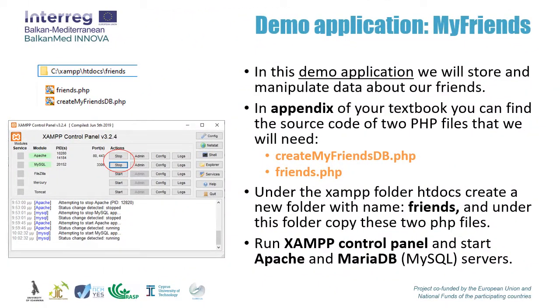I will illustrate how you can work with PHP and MySQL by demonstrating the development of a simple but indicative application. In this demo application we will store and manipulate data about our friends. In the Appendix of the Module 4 textbook, you can find the source code of 2 PHP files that you will need to set up your application and that we explain in this presentation. Under the XAMPP folder htdocs, create a new folder with the name friends, and under this folder copy these 2 PHP files. Run the XAMPP control panel and start the Apache and MySQL servers.